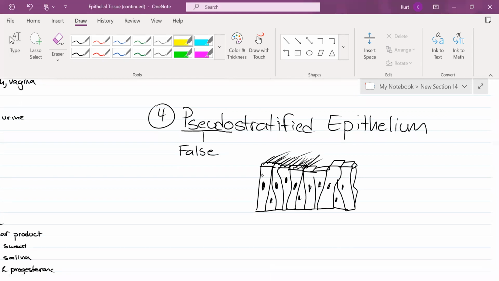Now, what I want to do is highlight the ones that are not making it all the way across. You got this one, and this one. Just because they didn't make it across doesn't mean that other cells didn't. When I say across, I mean from the bottom to the top, from the basal surface all the way to the apical surface.